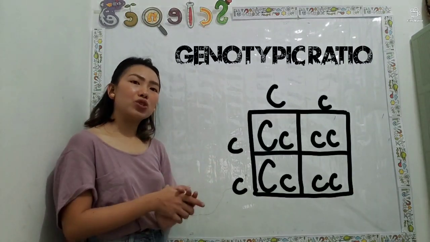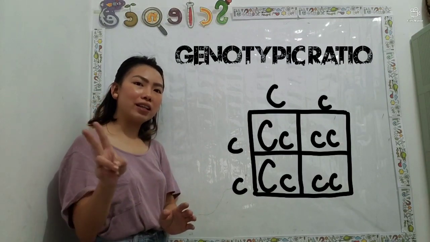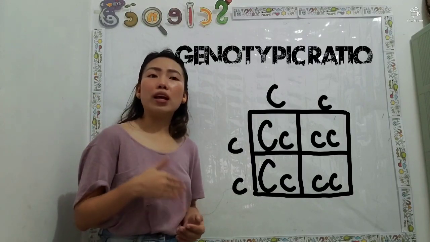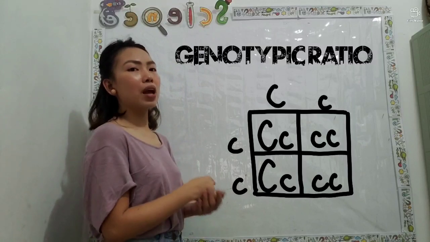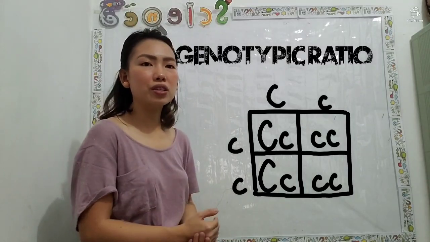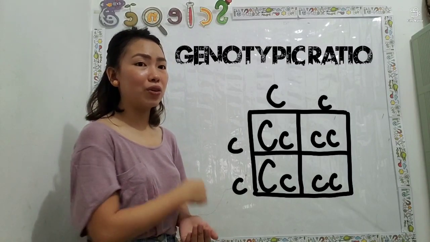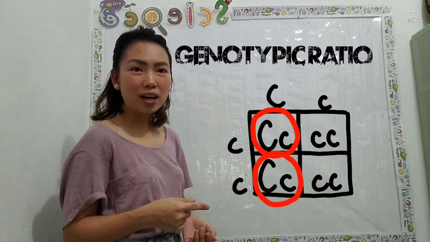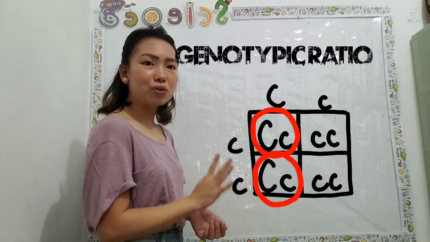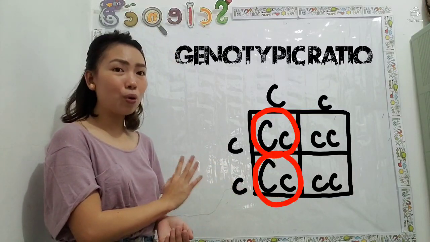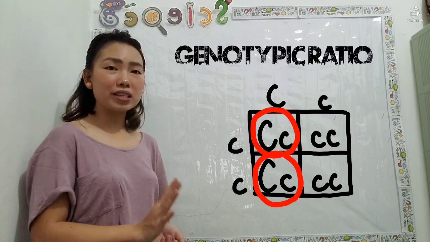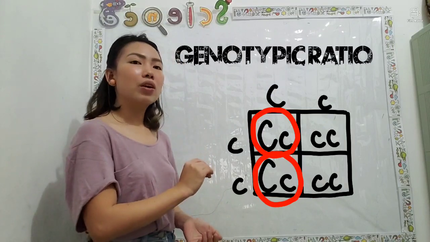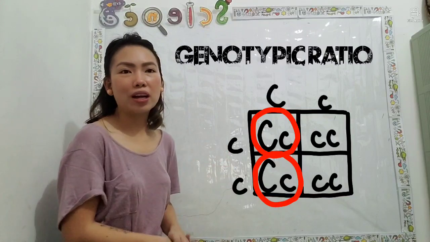On the genotypic ratio, meron tayong dalawang klase ng letra na nakikita. One is a capital and a small letter. So, we have a capital C and a small letter C. Ilang ganon? Meron tayong isa, dalawa. So, meron tayong dalawang heterozygous dominant or 50% heterozygous dominant. Then, on the other hand, may natitira pa tayong dalawang klase.